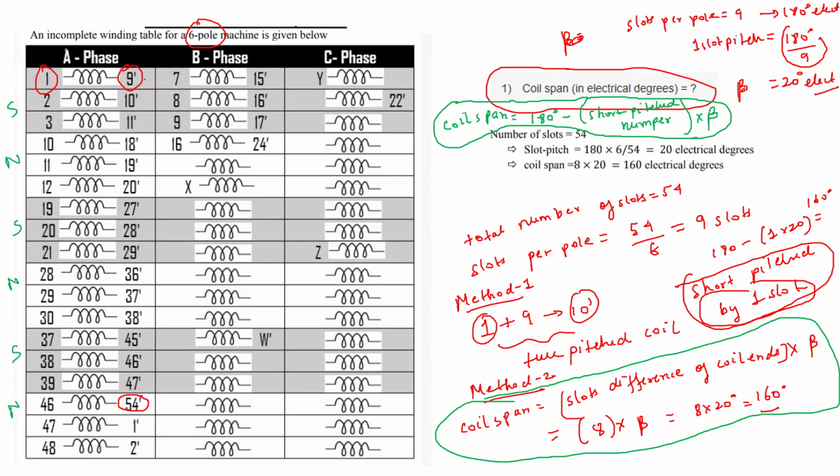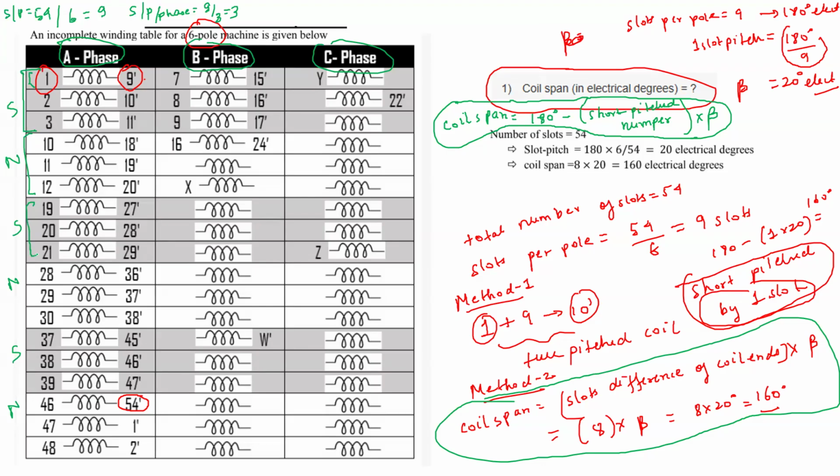So you can see that in the winding table, you write the phases: A phase, B phase, C phase. Total number of slots is 54 and it is a 6 pole machine. So slots per pole is 9, and slots per pole per phase is 9 by 3, which is 3. That is why there are 3 coils in one coil group. In this way you can find the number of coils in the coil group.